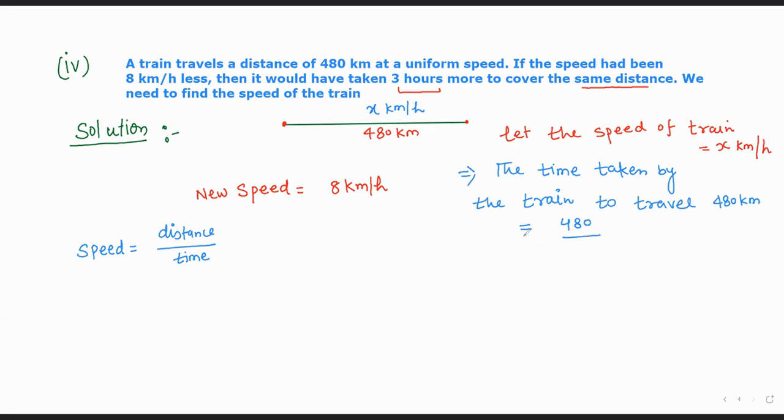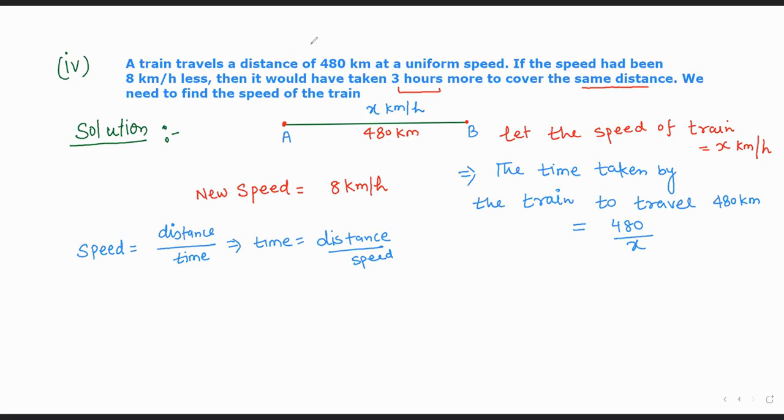So you see the speed is, I can say the time will be equal to distance upon speed. So the distance is 480 and the speed is x. So you see from here the time is equal to distance upon speed. All right. Now this is the time taken by the train to travel from A to B.